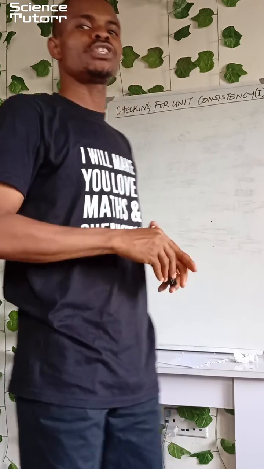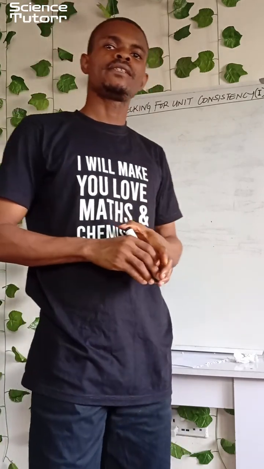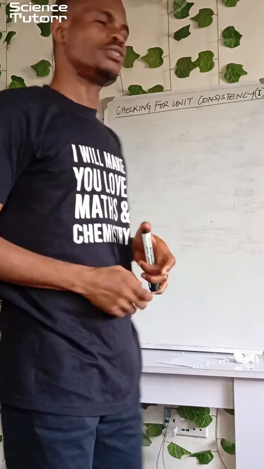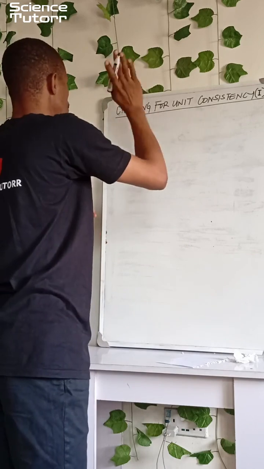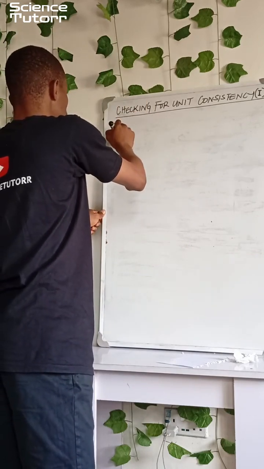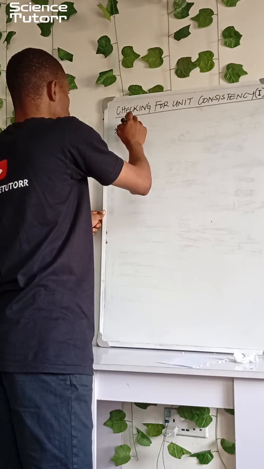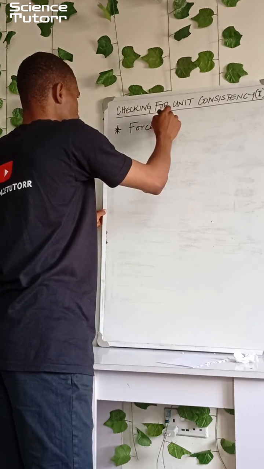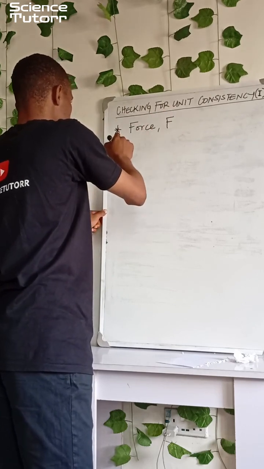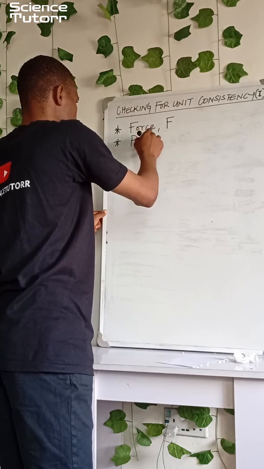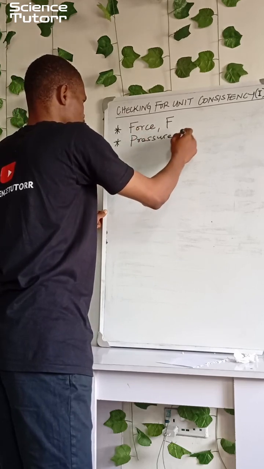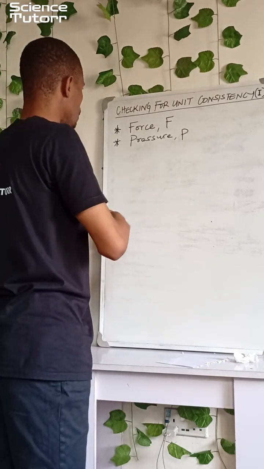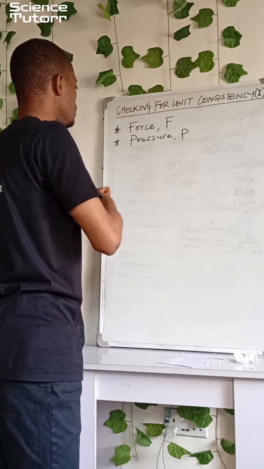In this video we shall be checking for unit consistency, and I shall be making reference to two examples from the derived quantities. We shall be using two quantities from the derived quantities. One is force, and the second we shall be considering is pressure, P. Now, using the first one, we want to check for unit consistency.